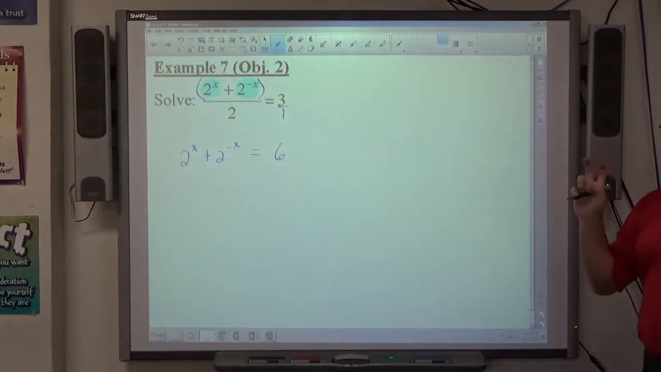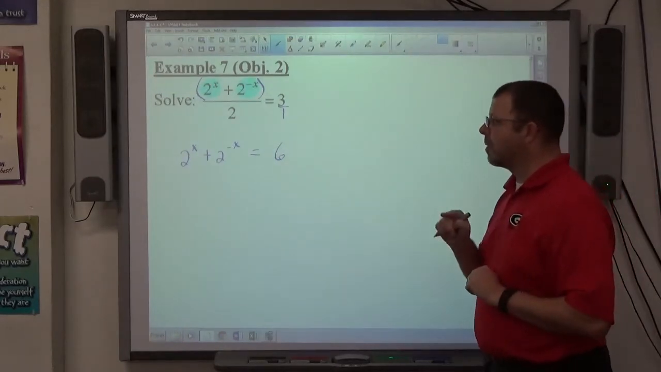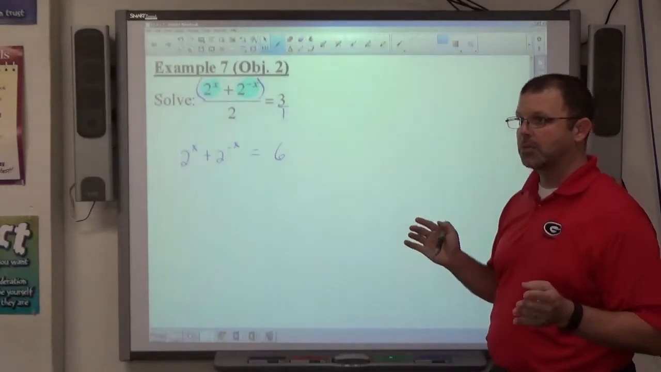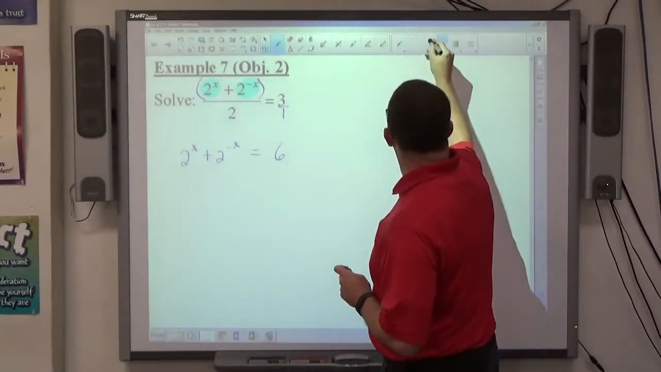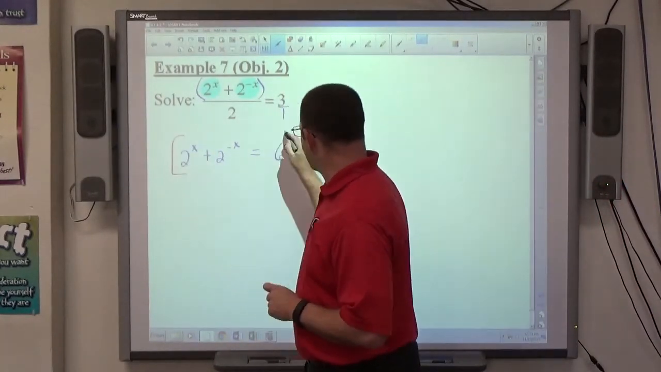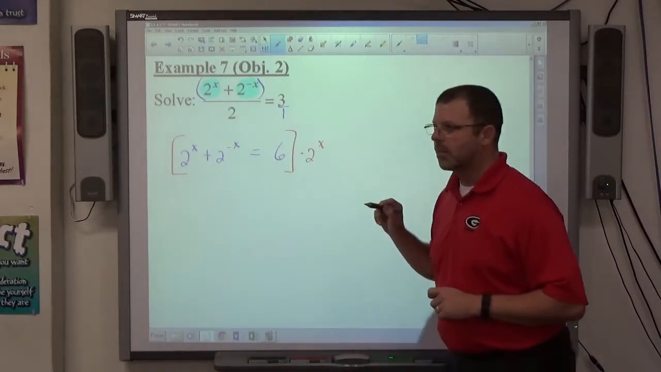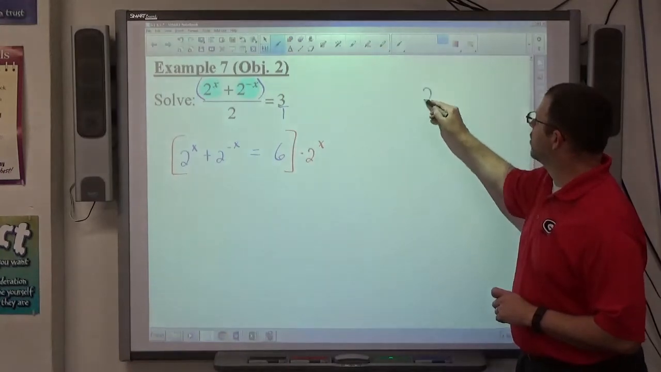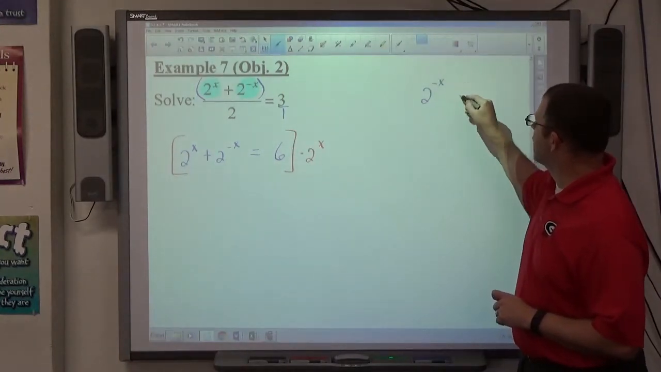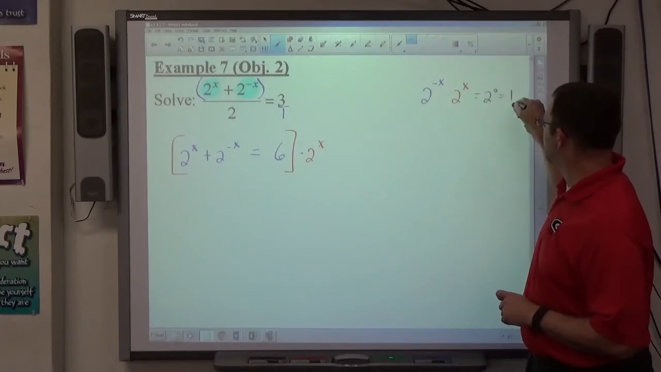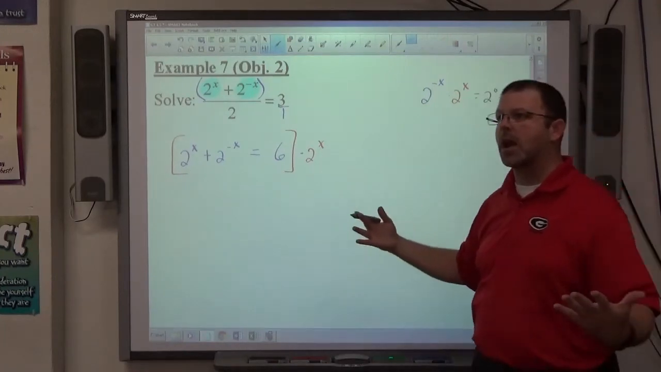we'll call this the trick. The trick to these problems is you don't want negative powers in your problem. You only want positive powers. It's easier. So if I multiply the entire thing by 2 to the x power, a simple fact of exponents is that if I take 2 to the negative x and multiply it times 2 to the positive x, that's going to get me 2 to the 0, which also equals 1, right? So it gets that negative power out of there.